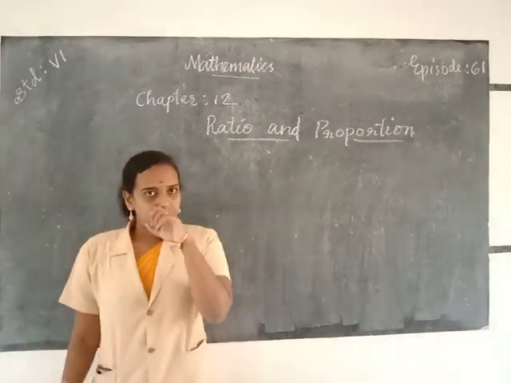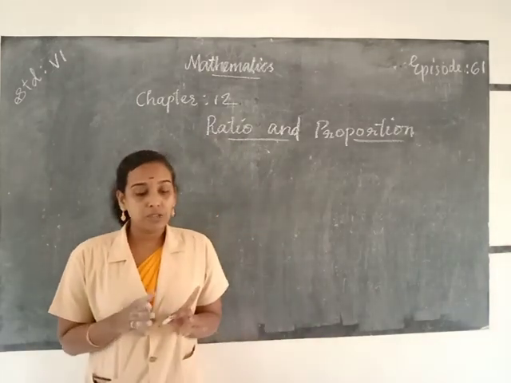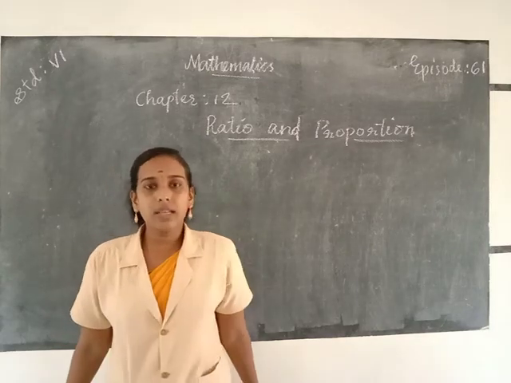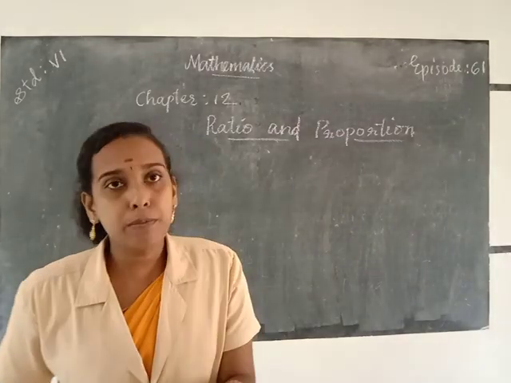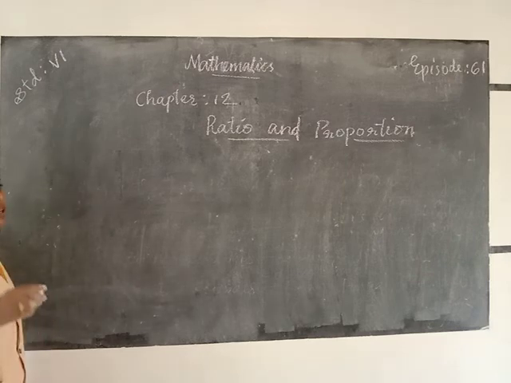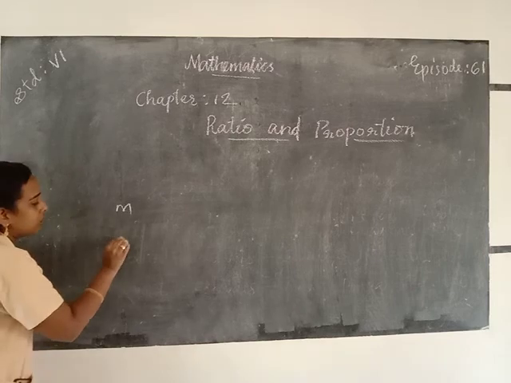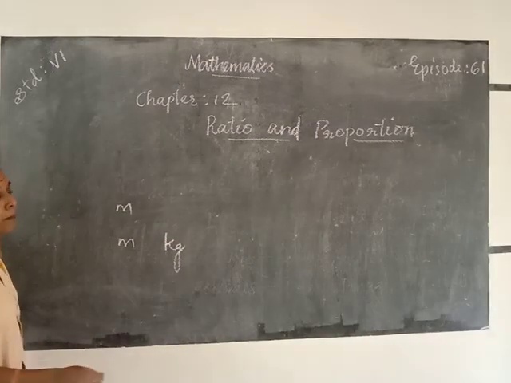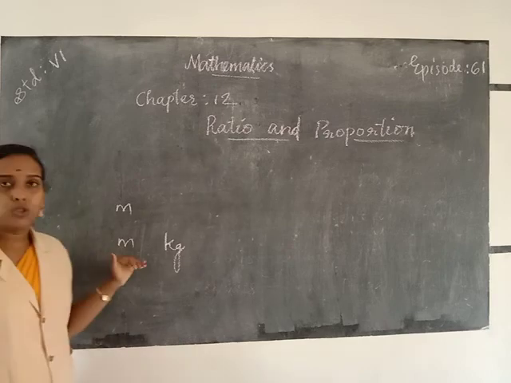So what is the ratio? The ratio is the comparison of a quantity with respect to another quantity. Two quantities can be compared only if they are in the same unit. Which means we can compare the ages of two persons, and we can compare length and breadth because their units are meters. We cannot compare different quantities like meter and kilometer or kilogram. So we can compare two quantities only if they are in the same unit.